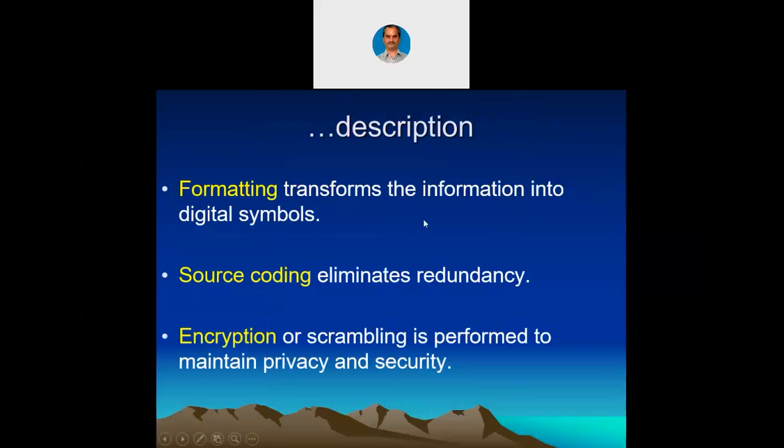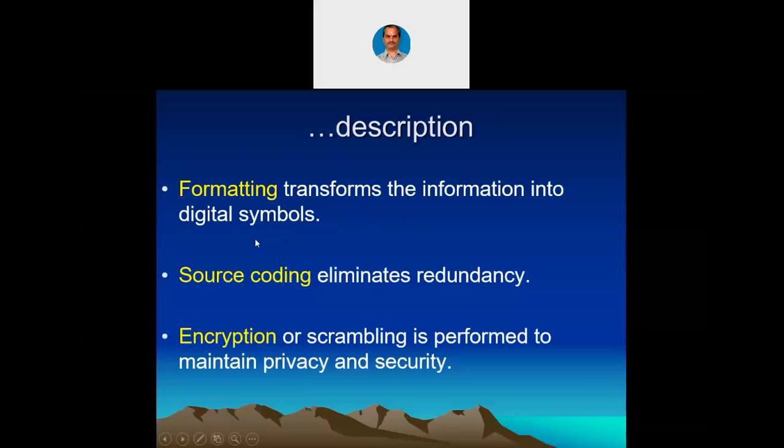Formatting transforms the information into digital symbols. We had an information source. Now the information source need not necessarily be digital, because we had telegraph systems, teleprinter systems, and many other Morse code systems earlier. All of them need not be digital symbols. But the source encoder will take only symbols as the inputs. So there is another block here called formatting, which will transform the information coming from the information source into digital symbols.